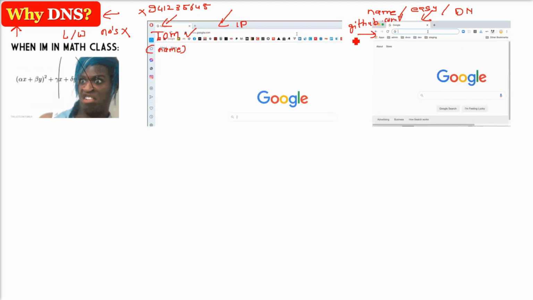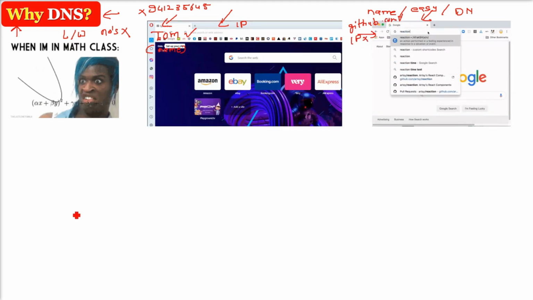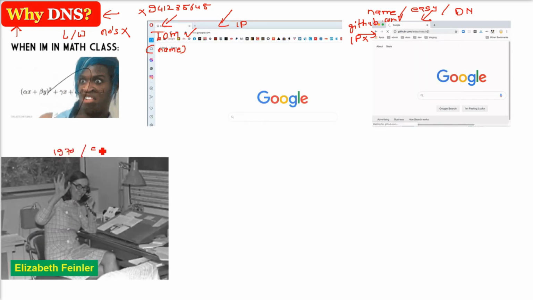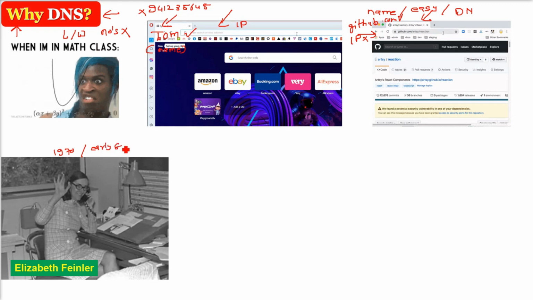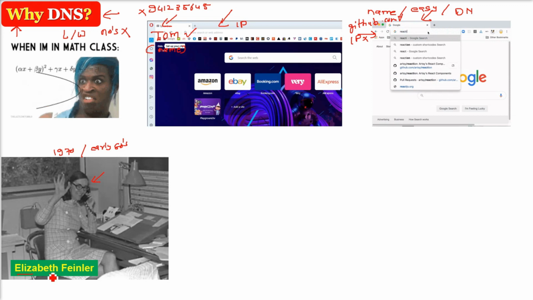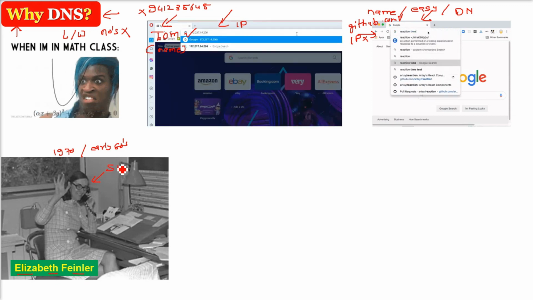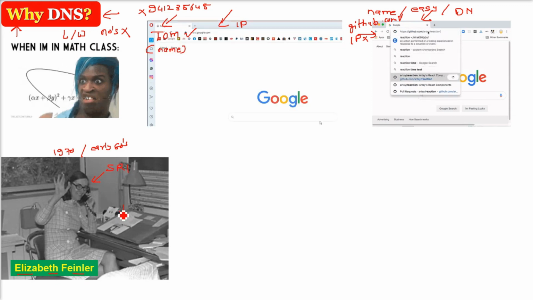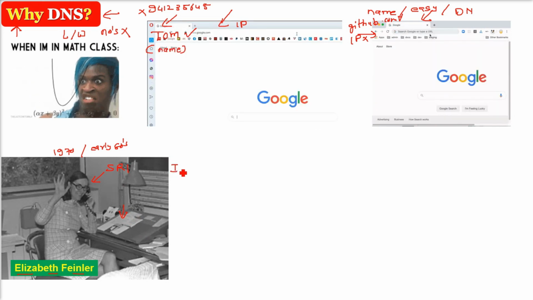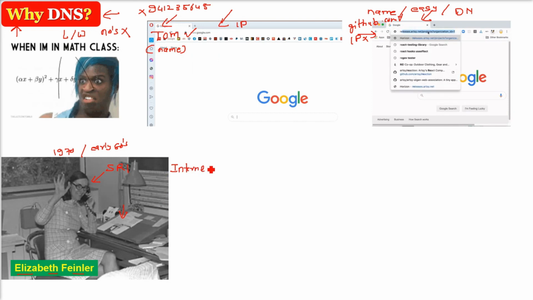In the 1970s and early 80s, the task of matching domain names and IP addresses was assigned to one person, Elizabeth J. Feinler at Stanford Research Institute, who maintained a master list of every internet connected computer. This was unsustainable given the rapid growth of the internet.